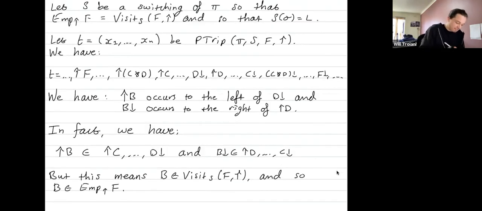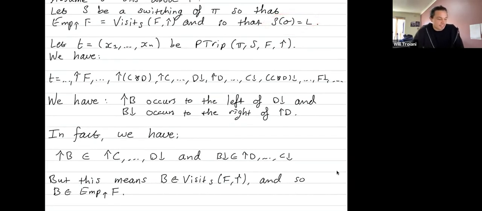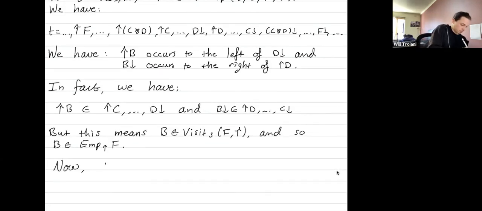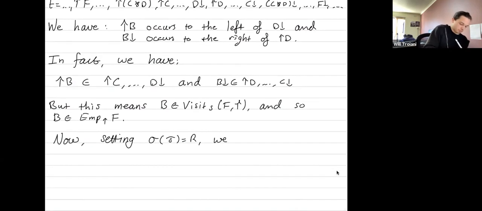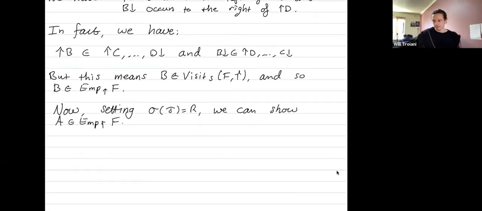Now, in my proof, I did this at some point. I took this particular switch in of sigma to B L, right? If I now change that to be right, and then I do the same analysis, then I'm actually able to prove that A is an element of the empire of F. And that contradicts maximality.